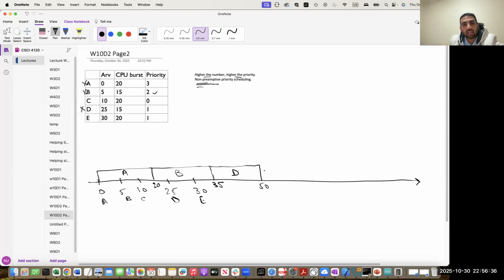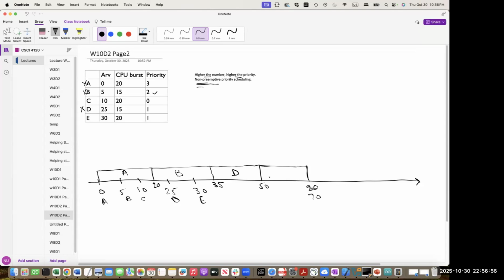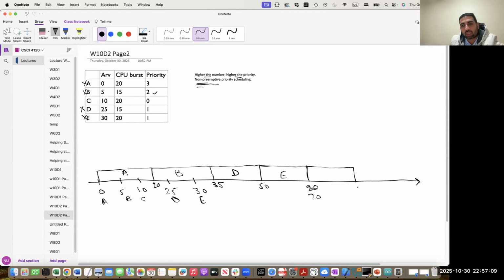After that, C and E are ready, so I need to select the one which has the highest priority. E has the highest priority and runs for 20 time units, so 50 plus 20 is 70. Then I am also done with E. Now only C is ready, so C will run for 20 time units. 70 plus 20 is 90, right?